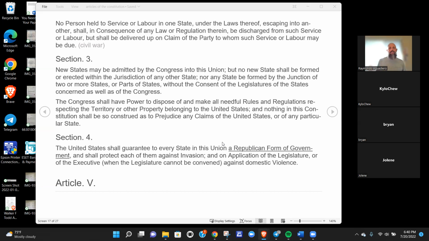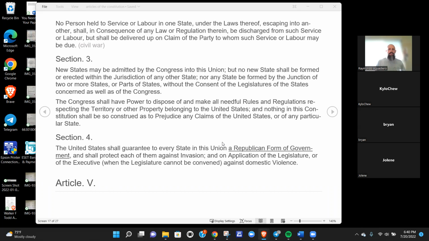Congress shall have power to dispose of and make all needful rules and regulations respecting the territory or other property belonging to the United States. And nothing in this Constitution shall be so construed as to prejudice any claims of the United States or of any particular state.